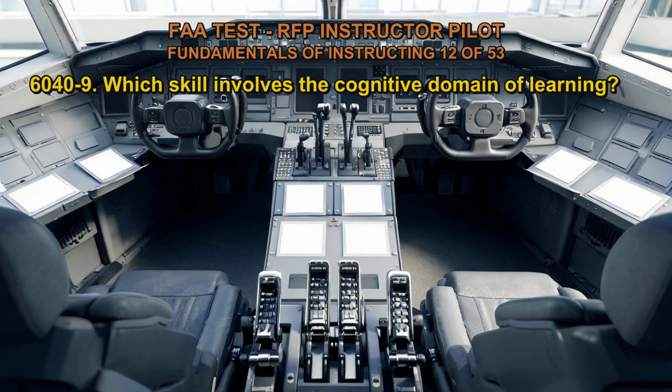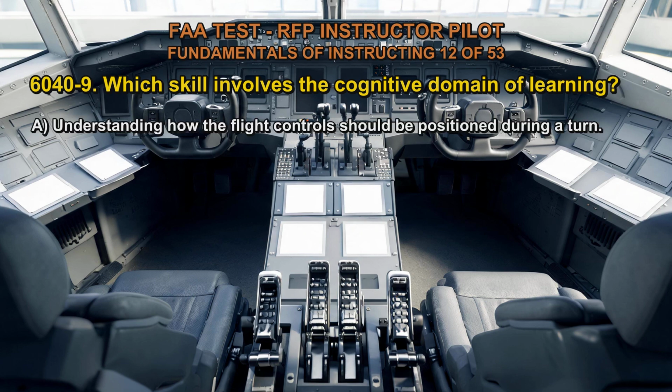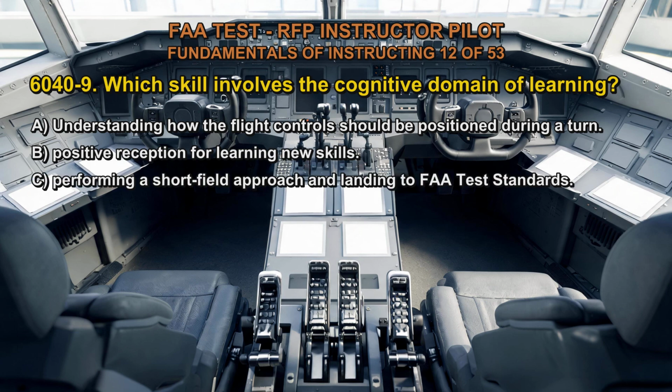6040-9. Which skill involves the cognitive domain of learning? A. Understanding how the flight controls should be positioned during a turn. B. Positive reception for learning new skills. C. Performing a short field approach and landing to FAA test standards. The correct answer is A.